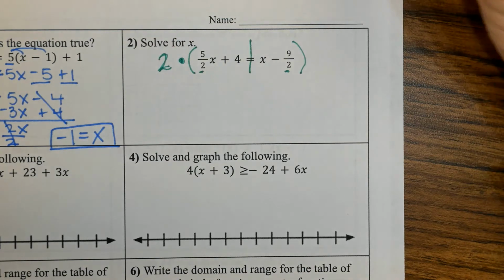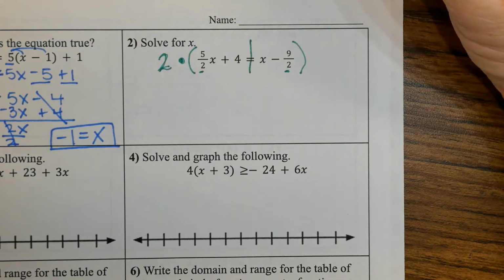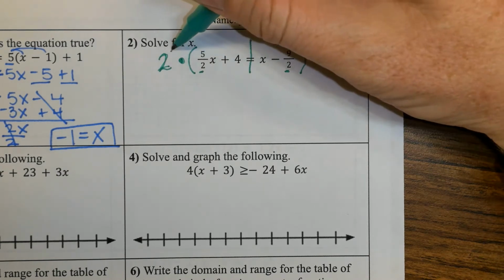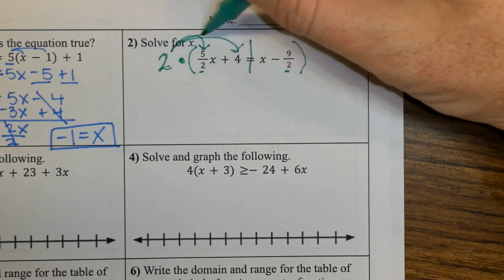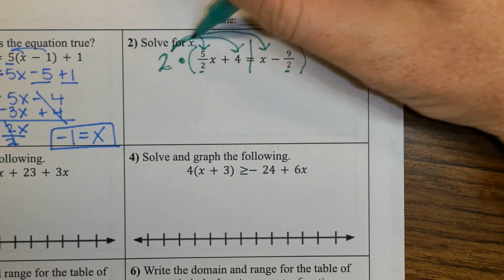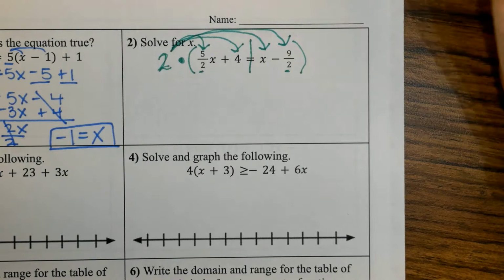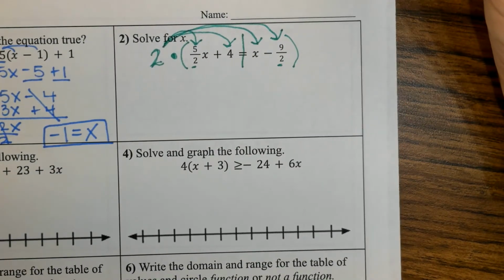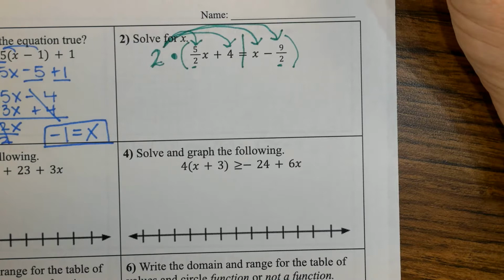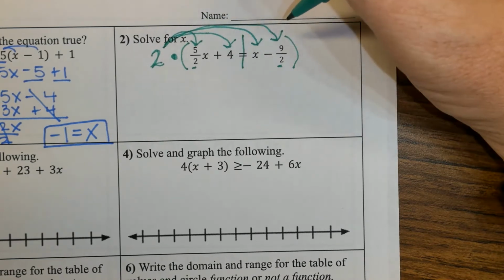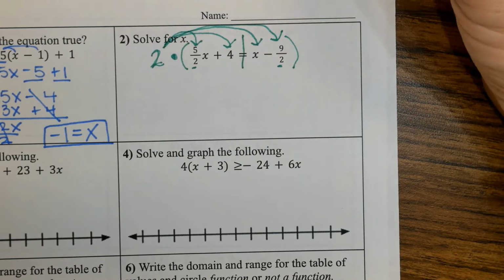Okay? And when I mean everything, I mean it's like I'm distributing my 2 to every single thing in my equation. So I'm going to do 2 times 5 over 2, 2 times 4, 2 times x, and 2 times negative 9 over 2. Now if I do this, I get rid of all my fractions. So you can do this, and if you don't want to, you don't have to. You can skip this part and just use the fractions. That's totally fine. But I know this one makes it easier if you get rid of the fractions, so I'm going to do that.